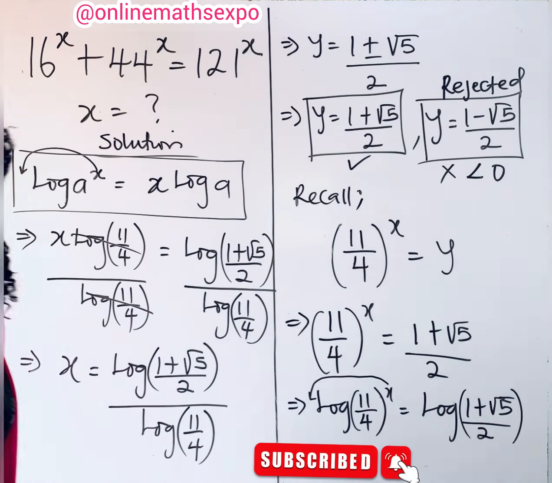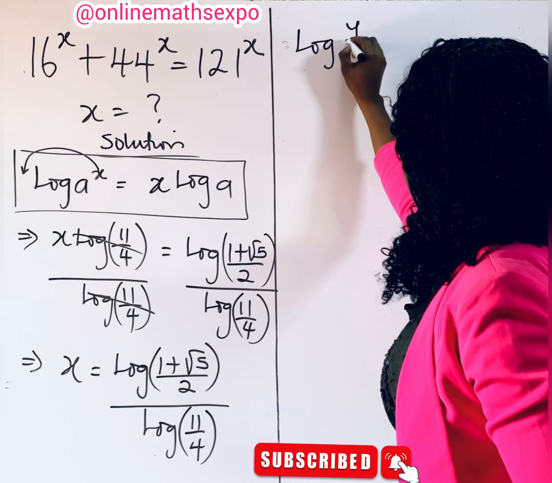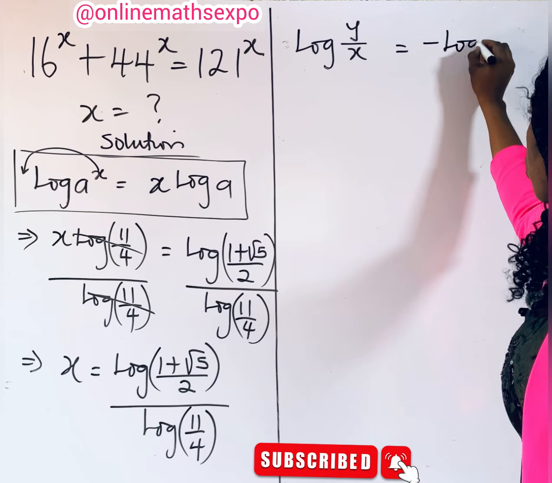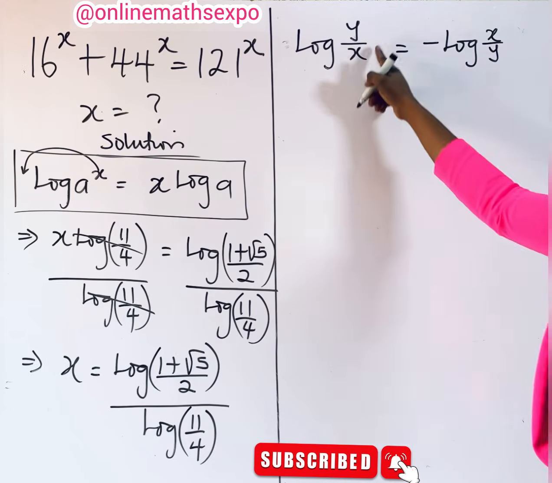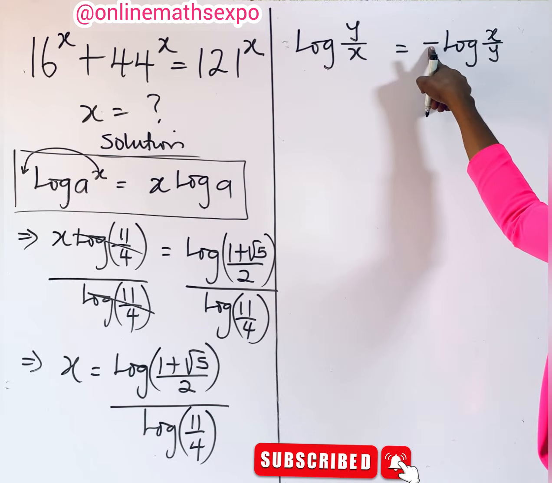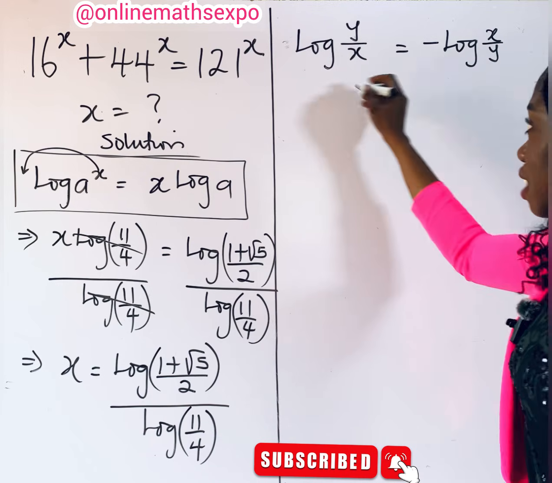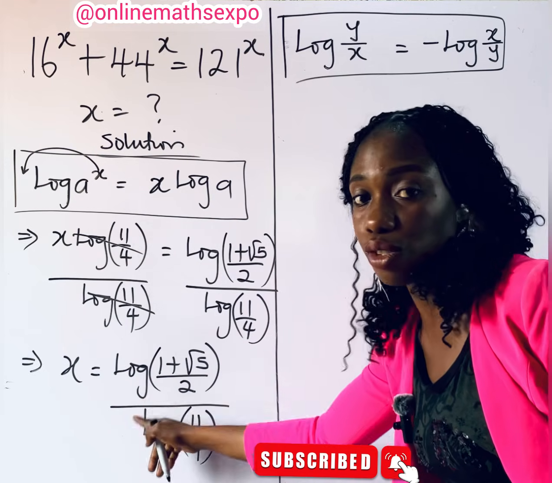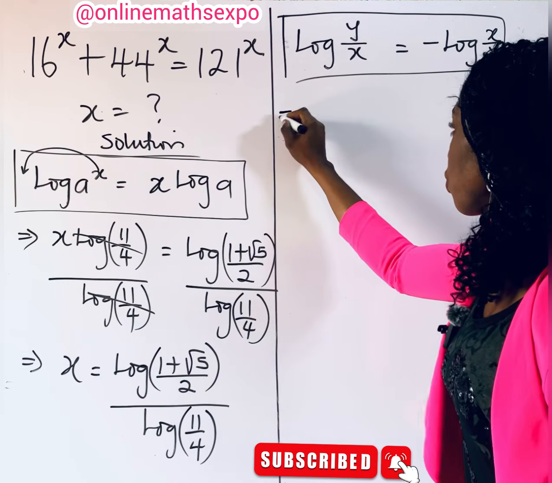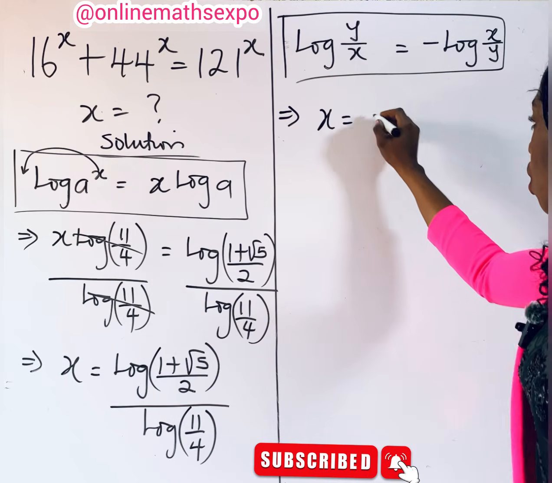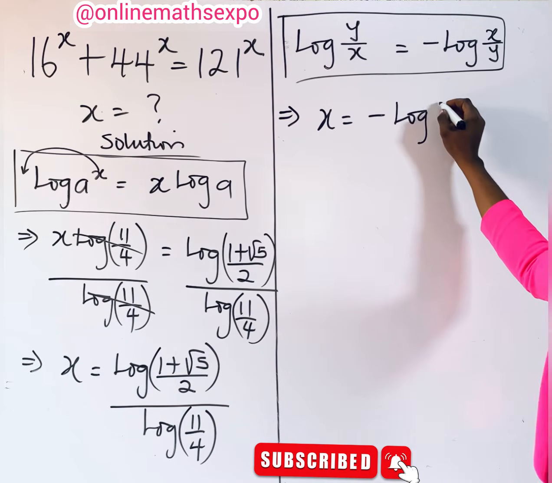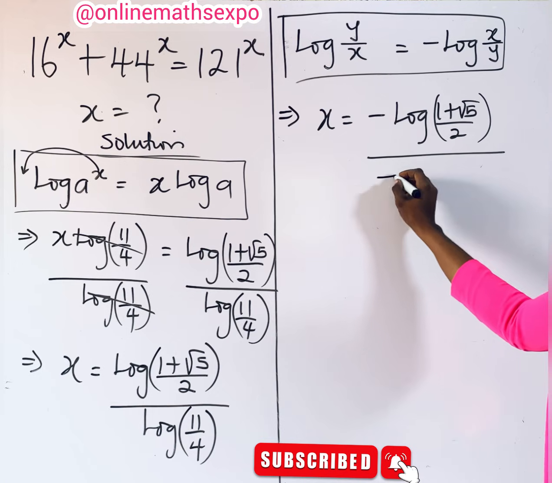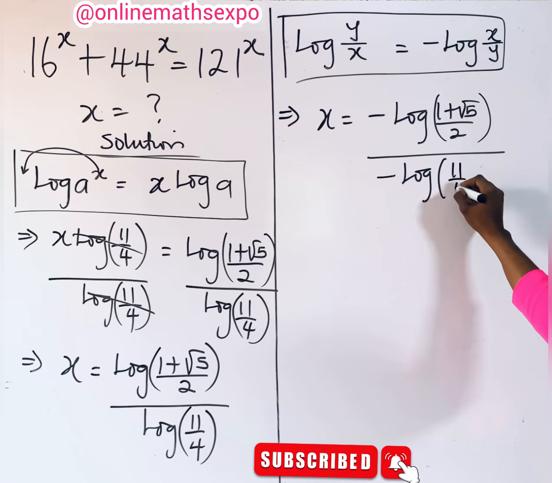Now, let me show you what you would do. If you have log of y divided by x, it is the same thing as negative log of x divided by y. If you want to reverse this fraction, you take the negative of the log. I hope this is clear. So this is going to guide us. Now, if you apply it here, it means you are going to take the negative of these two logs for us to reverse. Okay, so if you do that, we have x is equal to negative log of 1 plus root 5 over 2. I hope you are with me. Divided by negative of log of 11 divided by 4.